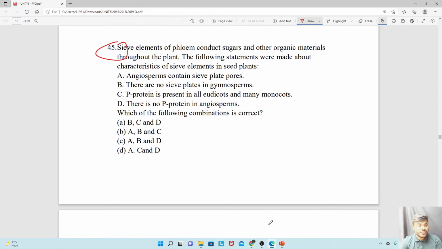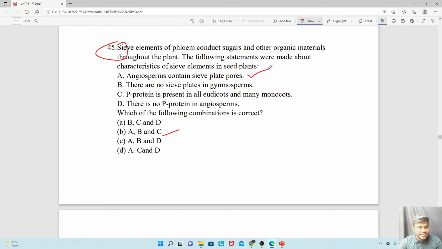What will be the answer for question number 45? Amazing. Okay, question number 45. The answer will be B. It is not D, friends. It's not D.